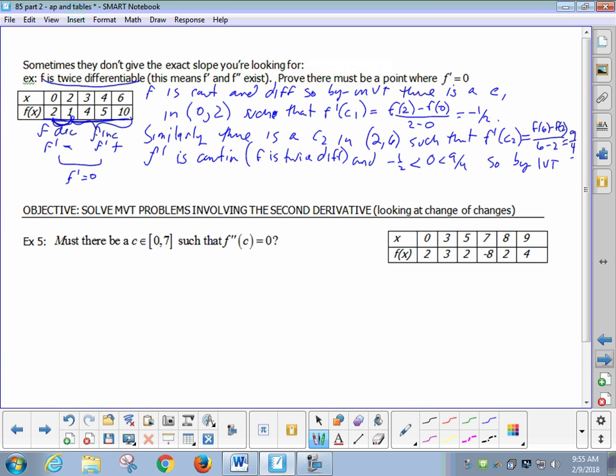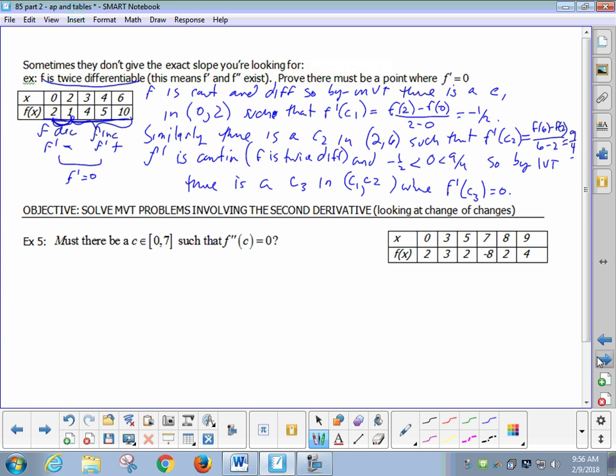So by IVT, there is a time C3 in, here's the bit of a trick, where is that point? Between C1 and C2. So between the 2 points I found, C1 and C2, where F prime at C3 equals 0, actually I should say. But you can do that. All right. Are you following me there?